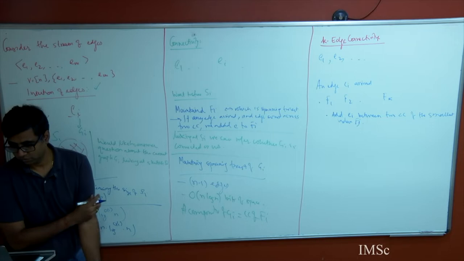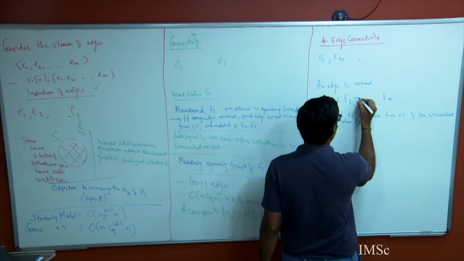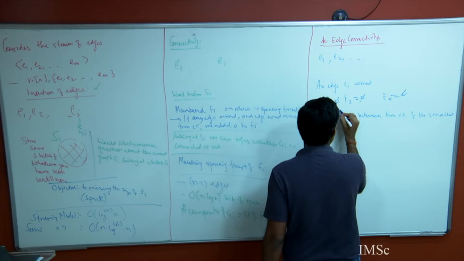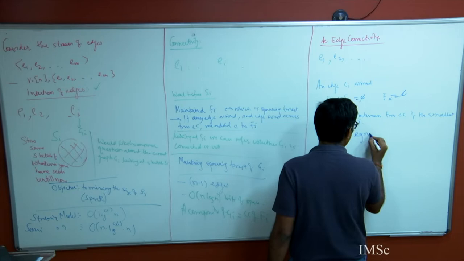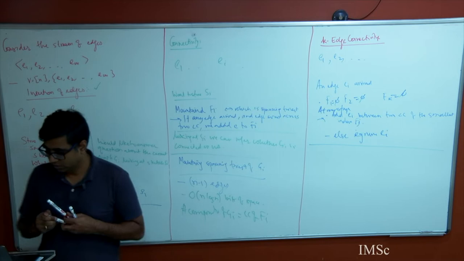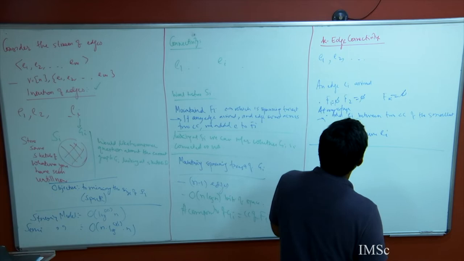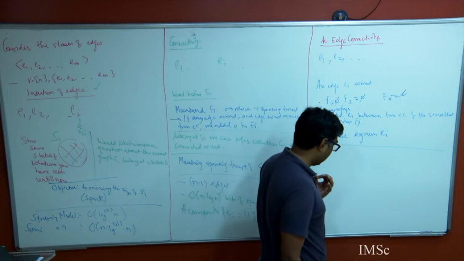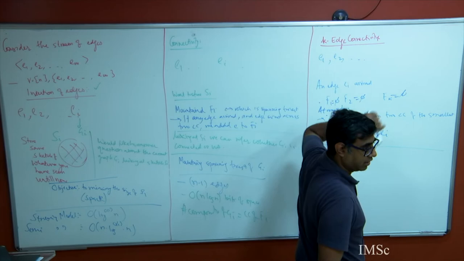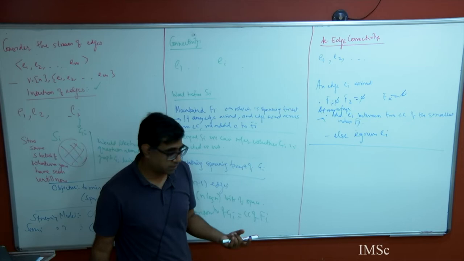Initially you keep them as empty sets, and at any stage, you do this, else ignore EI. Now, how much space will we take? What will the algorithm do? You wanted to check whether the graph is k-connected or not at any stage. You are not going to see your graph GI, and you have to say whether the graph is k-connected or not by just looking at your sketch.